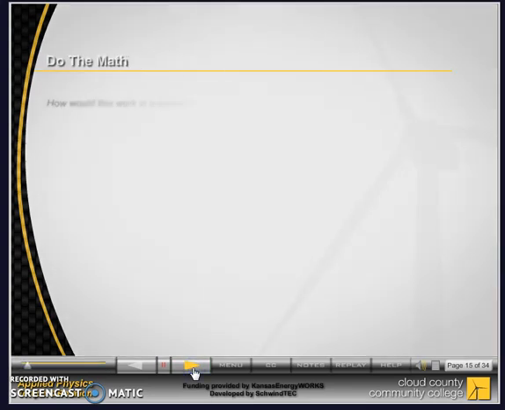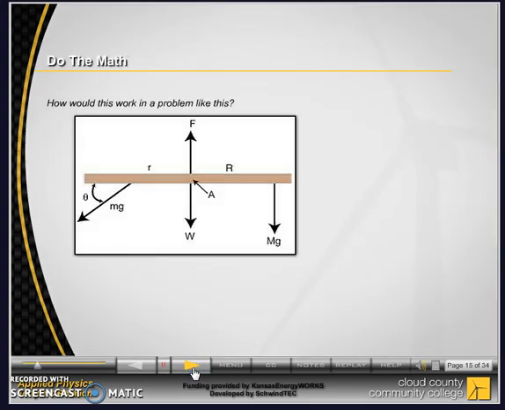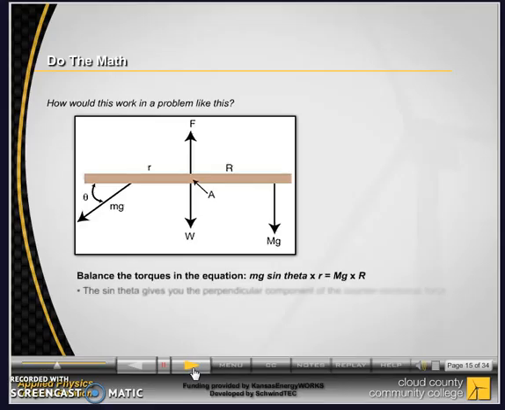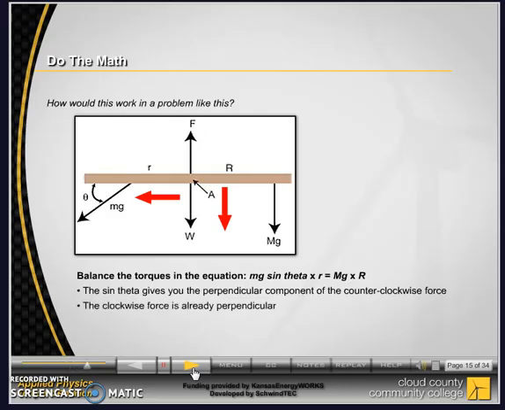How would this work in a problem like the one shown on this page? Again, balance the torques in the equation. The sine theta gives you the perpendicular component of the counterclockwise force. The clockwise force is already perpendicular. Look for similar examples in your textbook.